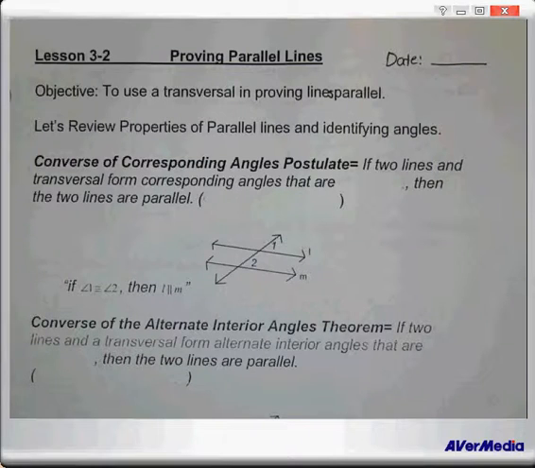Hi friends, we are going on with working with parallel lines, and one good thing to do before you start lesson 3.2 is to remember what type of angles are formed with parallel lines. We had alternate interior, corresponding, alternate exterior, and same side interior. And we had properties that worked with those. Today we're proving that lines are parallel. As a result of those properties, we can go backwards and show that the lines are parallel if they happen.